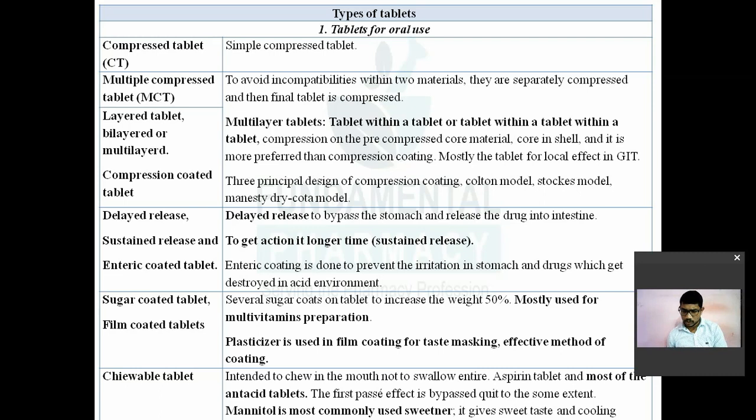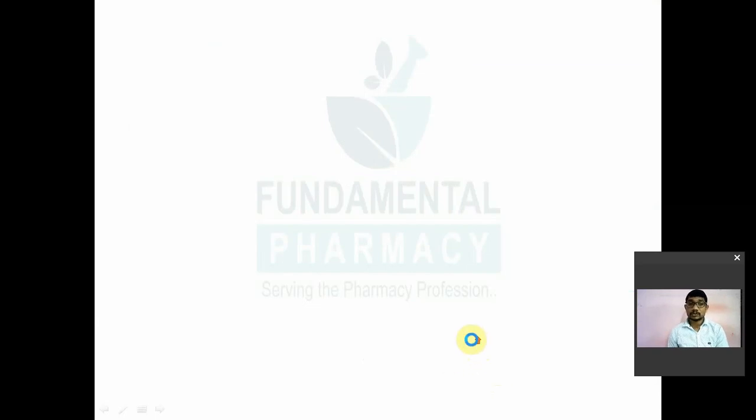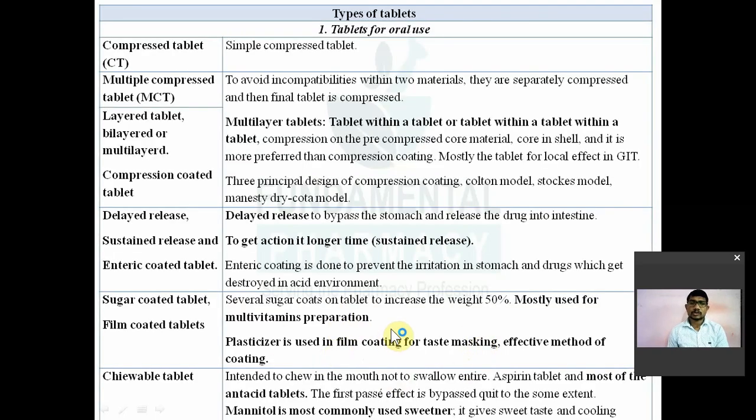Now the next one is sugar coated tablet. Now sugar coated tablet, so on the tablet several sugar coats are given to increase the weight of the tablet. Okay, that is known as a sugar coated tablet. Several coats of sugar syrup are given on the tablet to increase the weight of the tablet by almost 50%. That is nothing but the sugar coated tablet.